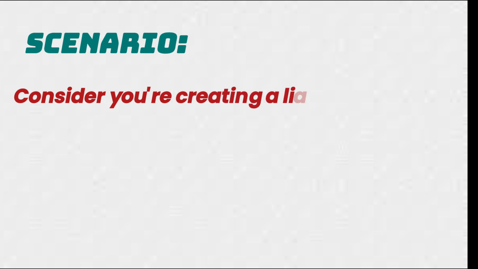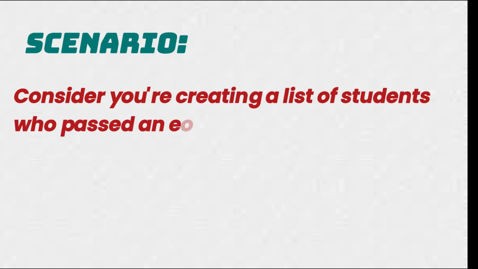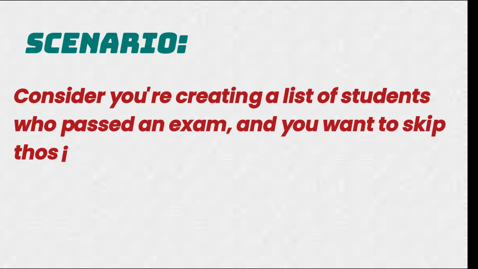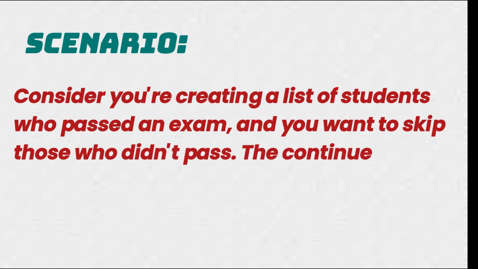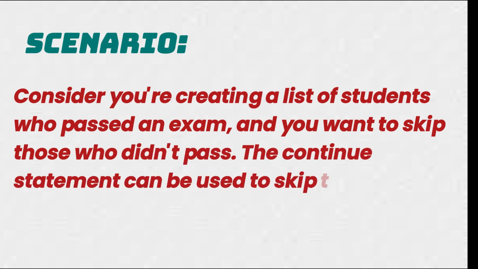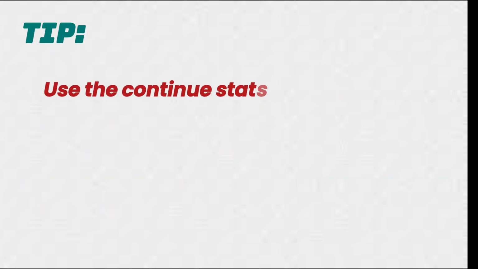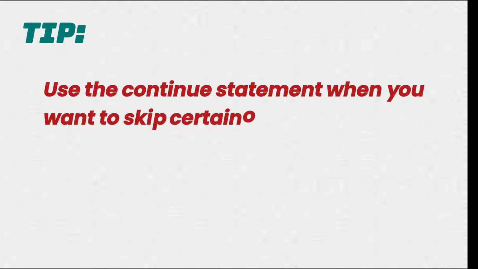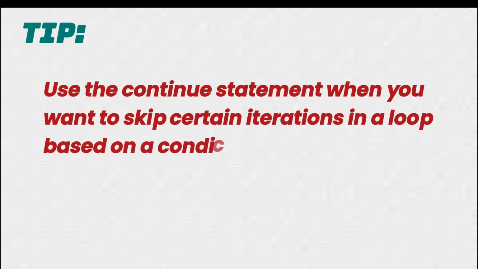Scenario. Consider you are creating a list of the students who passed an exam and you want to skip those who didn't pass. The continue statement can be used to skip the students who failed. Tip. Use the continue statement when you want to skip certain iterations in a loop based on a condition.